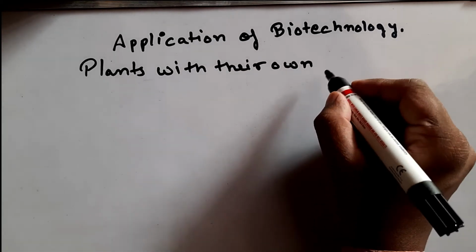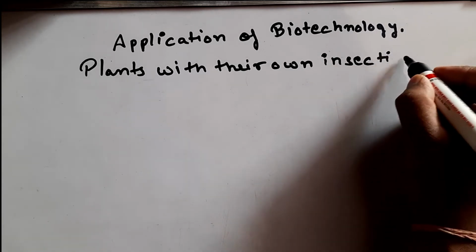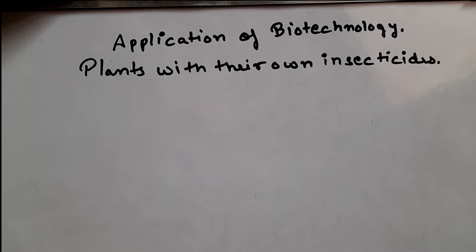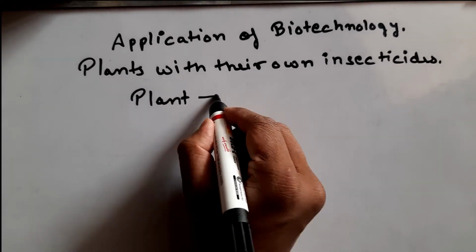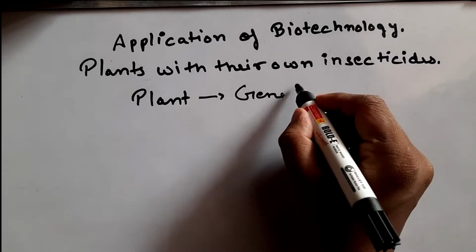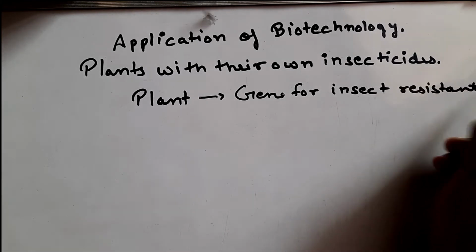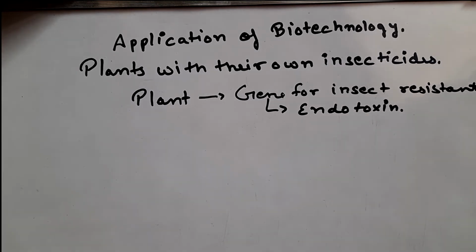So let's move to our point, that is plants with their own insecticides. In biotechnology we have studied that we insert foreign DNA into the plant cells, animal cells or bacteria cells to get our desired product. But in this procedure we insert a gene which is resistant to insects into the plant so that plants can resist insects. This insect resistance gene produces endotoxin which is dangerous for some specific insects.